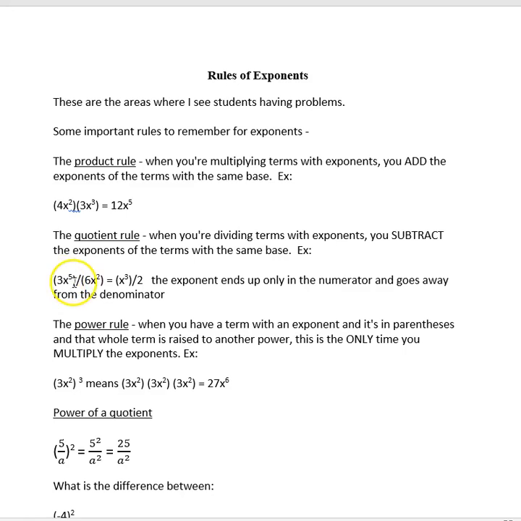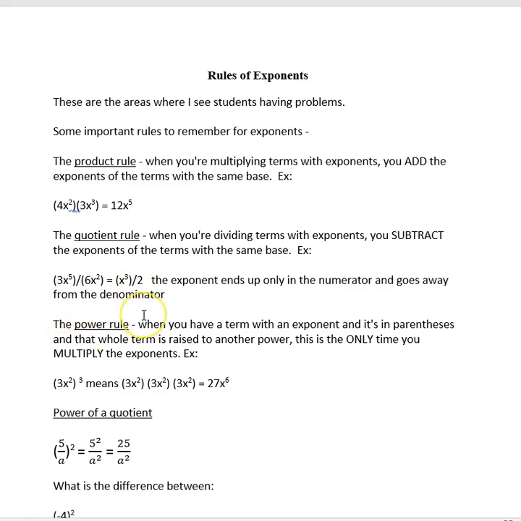You divide the 3 and the 6 both by 3, the common factor, and you get 1 in the numerator and 2 in the denominator. The x to the 5th and the x squared, you subtract the exponents. So you get x to the 5 minus 2, which gives us x to the 3rd. We end up with x to the 3rd over 2.